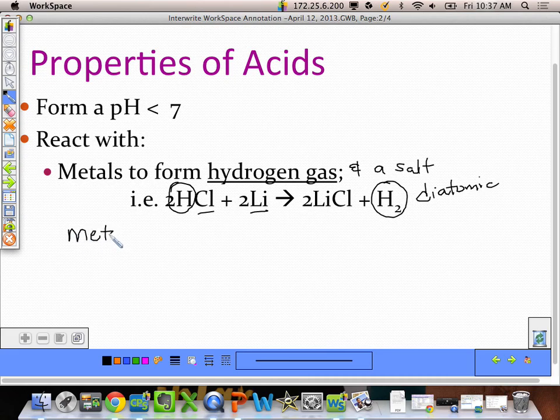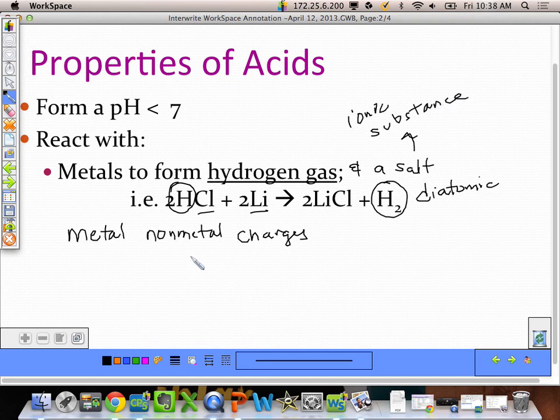Remember that we list metal and then the non-metal. And we have to look at charges, because a salt is just an ionic substance. So just double checking that I did it right here. Lithium, an alkali metal, has a 1+ charge. Chlorine, a halogen, has a 1 negative charge. When I crisscross those, sure enough, I get LiCl. Let's pick a different element.